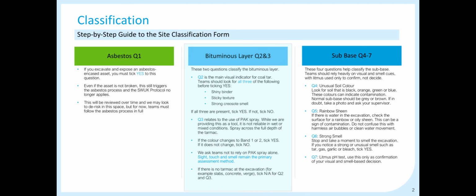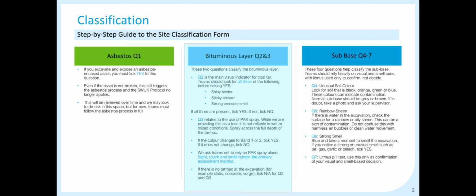The second section covers the bituminous layer, questions 2 and 3. These questions focus on the surface layer, the tarmac. Question 2 asks you to visually check for coal tar. Teams should look for all 3 of the following before ticking Yes: a shiny binder, a sticky texture, and a strong creosote smell. If all 3 are present, tick Yes. If not, tick No.